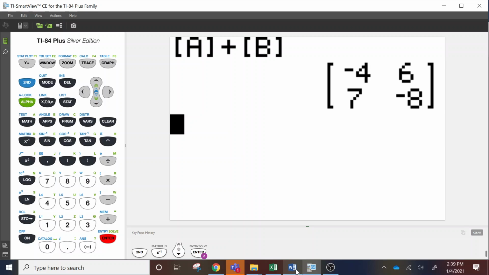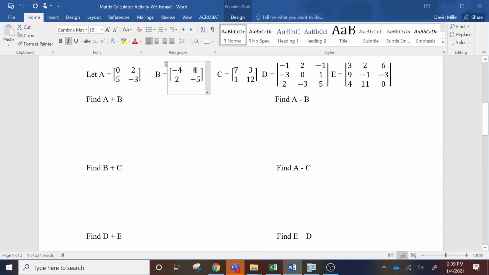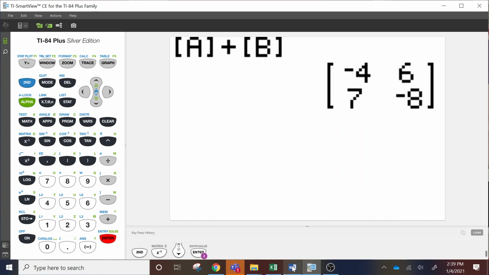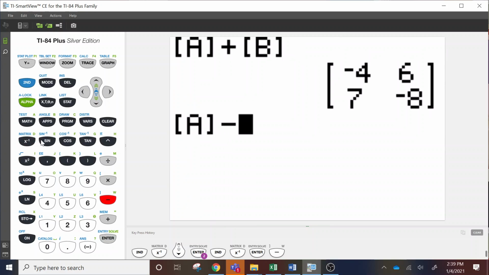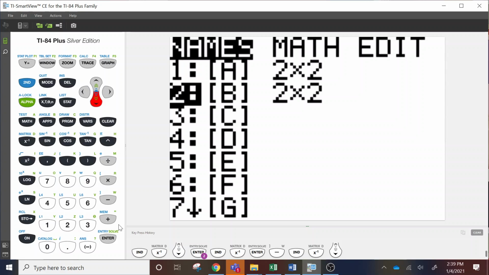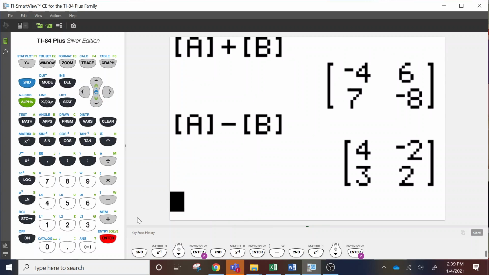All right, I'll do one more and pretty much wrap it up. Maybe I can do some on the back as well. If you're going to do A minus B, do the same thing. We just have to do matrix, find A, hit enter, do minus sign, find matrix again, go to B, and hit enter, and it does it for you. So it's pretty nice that all this work is all done for you.